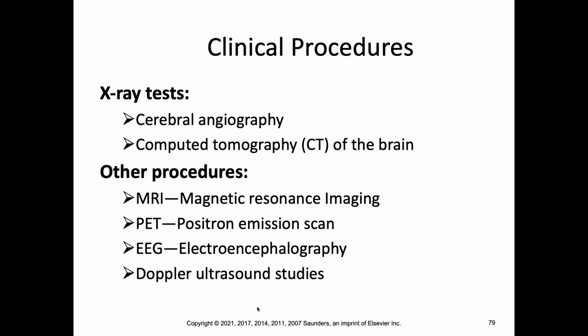So what are some clinical procedures that you might see with the nervous system? There's x-ray tests, and there's MRIs, PET scans, and EEG. A lot of times you'll hear about people doing an EEG, electroencephalogram, or electroencephalography. Got to spit it out there, sorry.